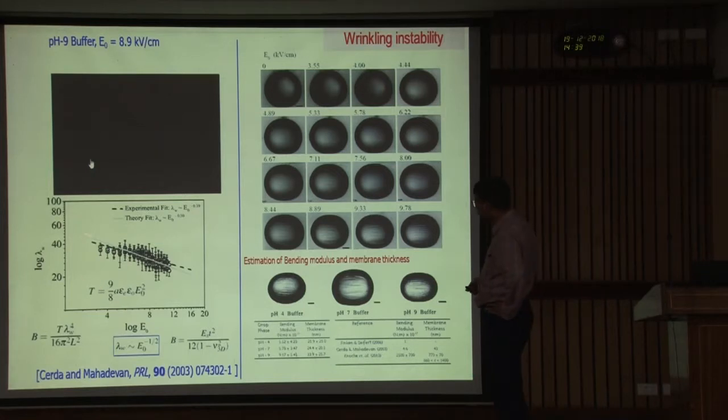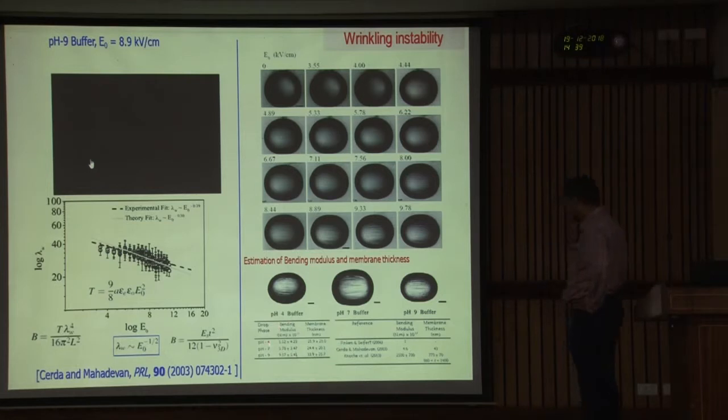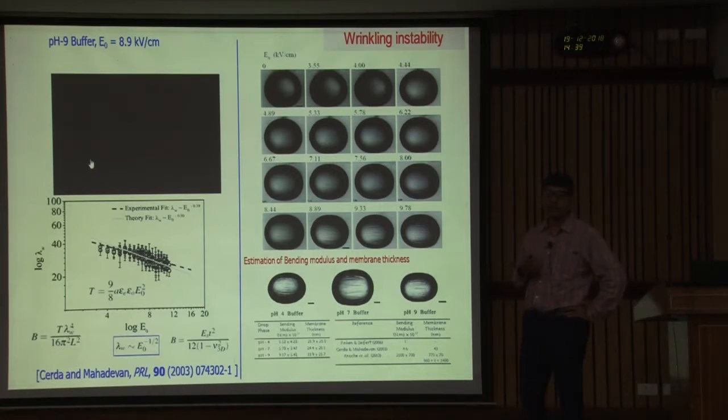What we find in these experiments is a wavelength dependence which is roughly around 0.4, and with this we can find the bending modulus, and once you find the bending modulus you can also find the thickness of the membrane. We get the thickness of a membrane as a function of pH. So essentially the method allows you to completely characterize an elastic capsule by knowing its Young's modulus, its bending modulus, and the thickness of the membrane.